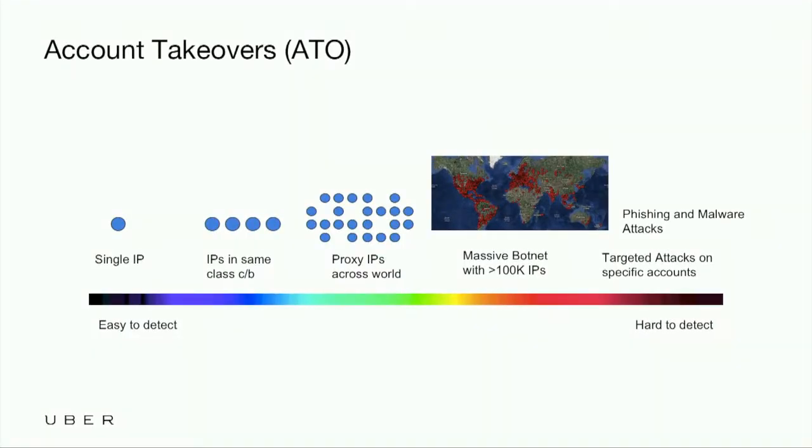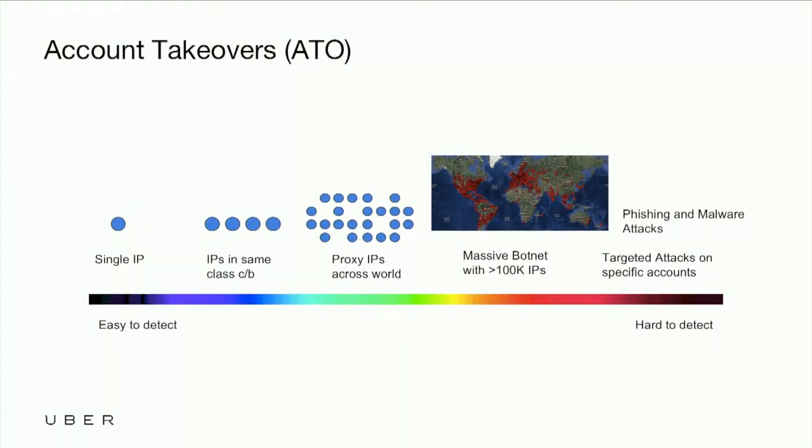Here you can see the spectrum of the attack. It can go from a single IP, where someone just puts a for loop in Python and calls your login system, to more sophisticated and targeted attacks on specific accounts. Detecting the simple ones is pretty easy. Detecting the sophisticated ones is very, very hard, especially with state-sponsored attacks or the criminal underground. They are very reactive, so it's very hard to adapt to their evolution.